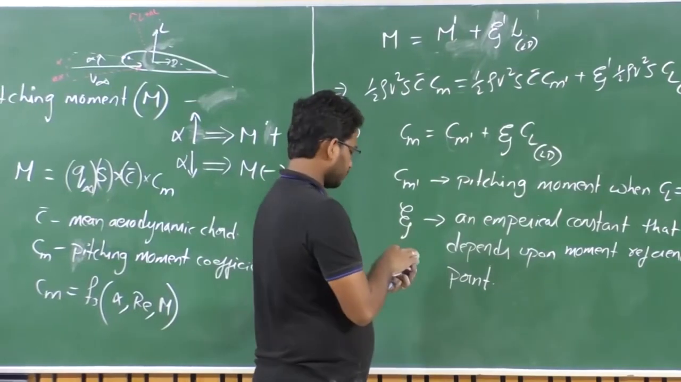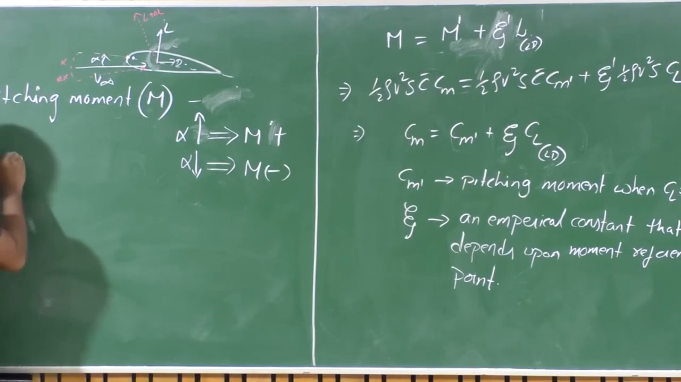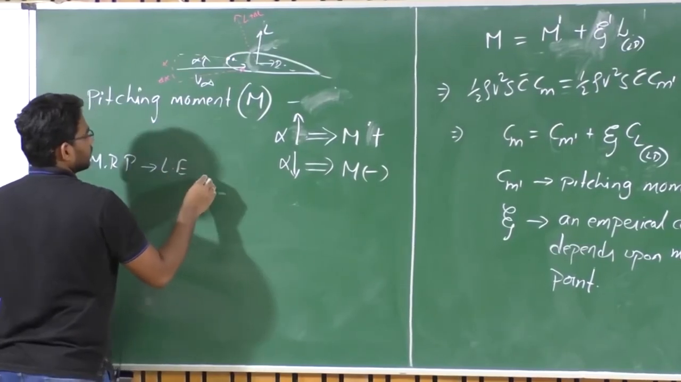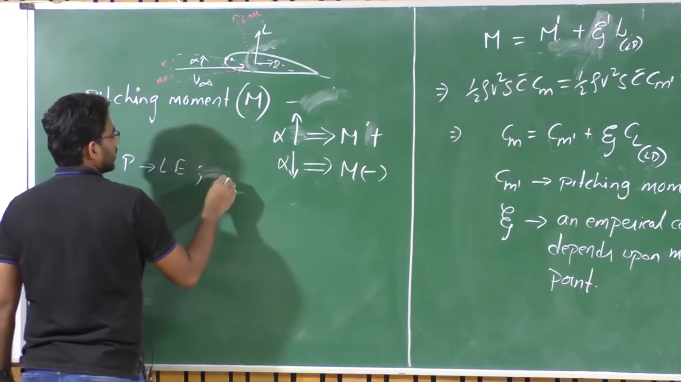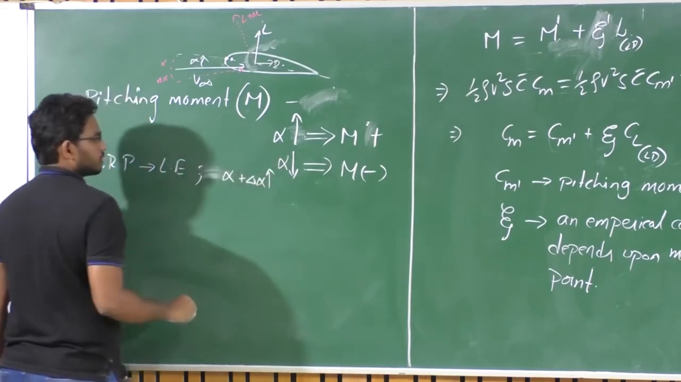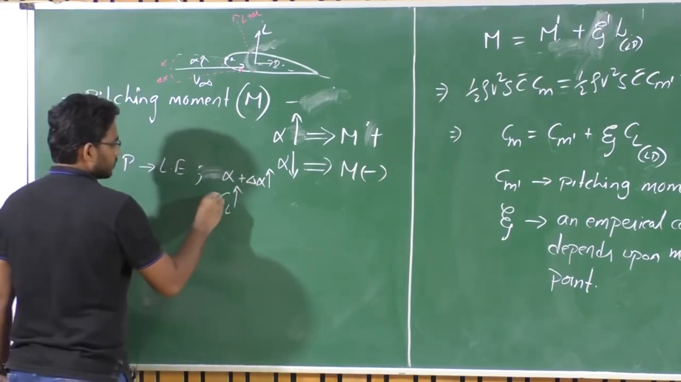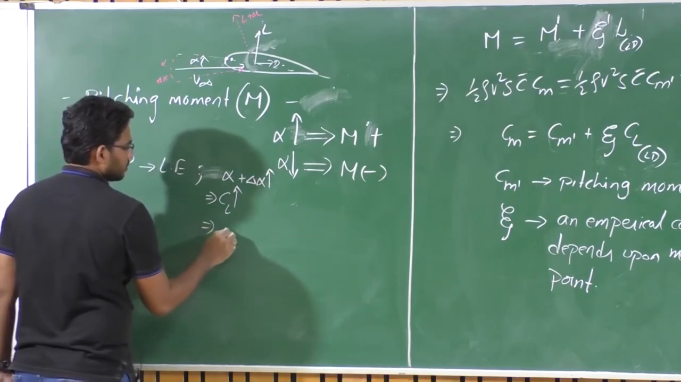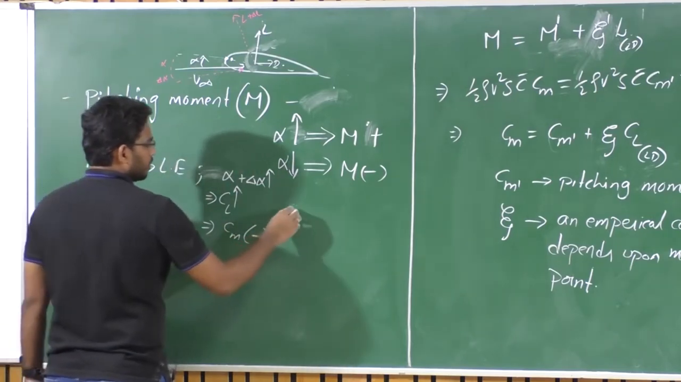In that case, if I consider the moment reference point at the leading edge, when there is an incremental alpha, so alpha is positive, CL will also increase. This increase in CL will produce a negative moment. So how is this possible?